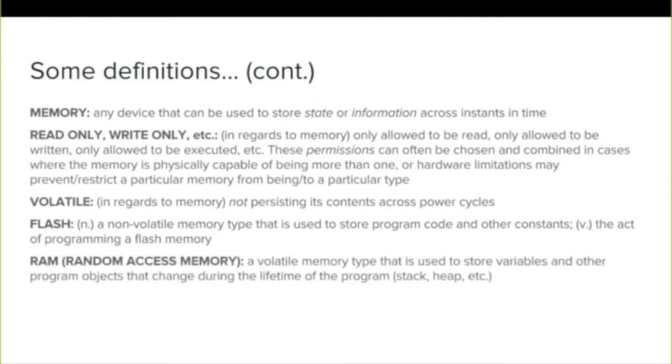Okay. RAM, or random access memory, is a volatile memory type that is used to store variables and other program objects that change during the lifetime of the program. So this includes the stack, the heap, any global variables, any local variables, all that stuff is in RAM. It's going to change at runtime. So we need to put it somewhere that it can change. And that's the RAM.